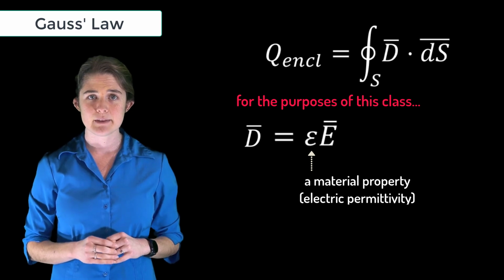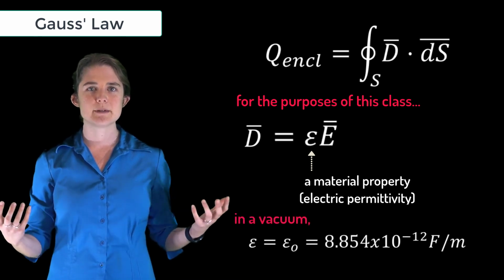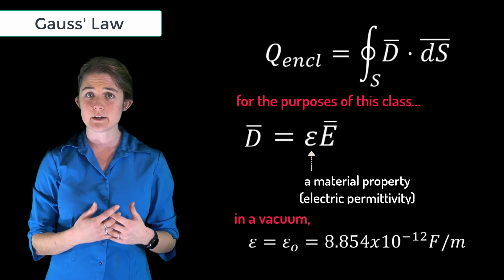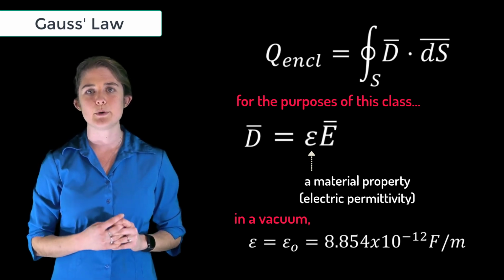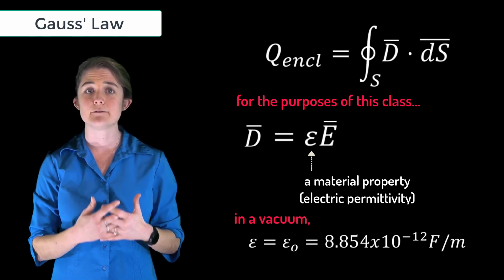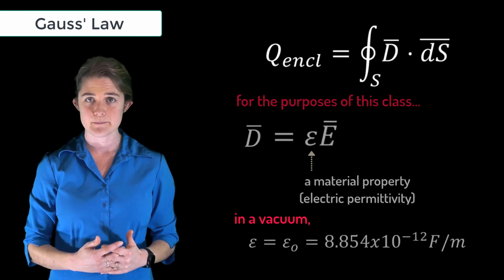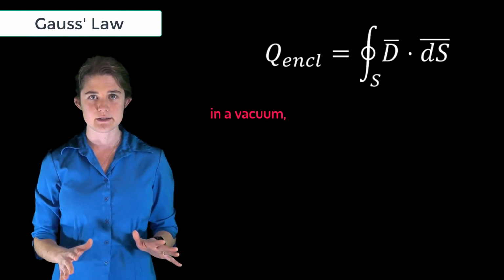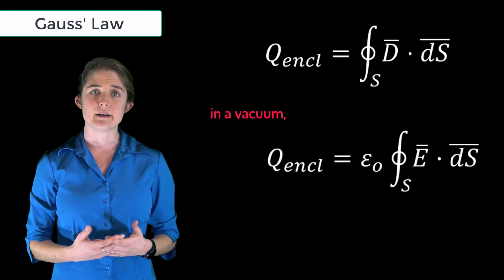In a vacuum, the electric permittivity is the physical constant epsilon naught, which is equal to 8.854 times 10 to the negative 12 farads per meter. So for vacuum conditions, Gauss's law could also be written like this.